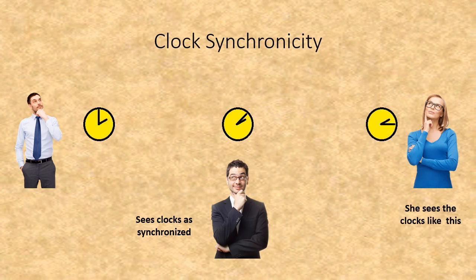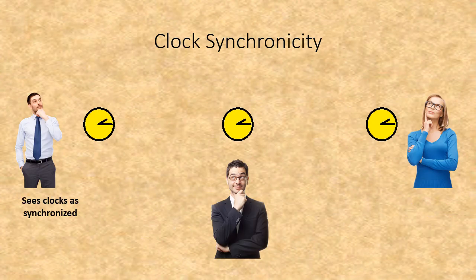The woman on the right sees the clocks as out of sync, seeing the other two clocks as behind hers, with the one on the left being further behind hers than the one in the center. If the guy on the left sees all three clocks as synchronized, then the guy in the center will see both of the other clocks behind his, with the one on the right behind the one on the left.